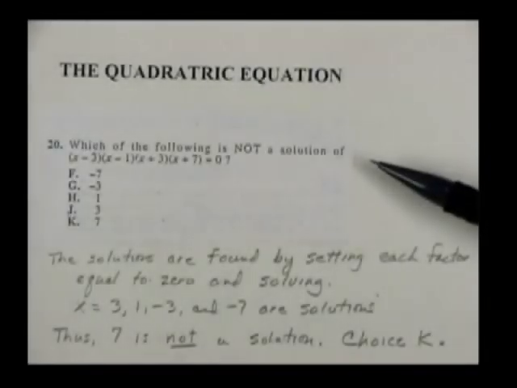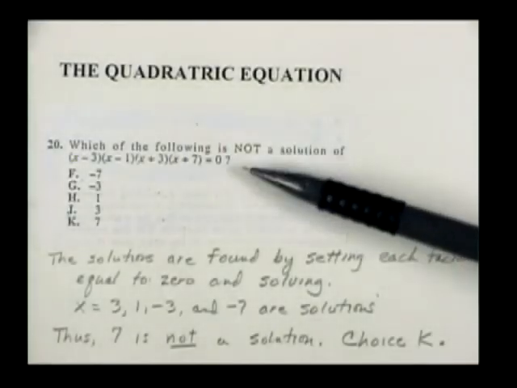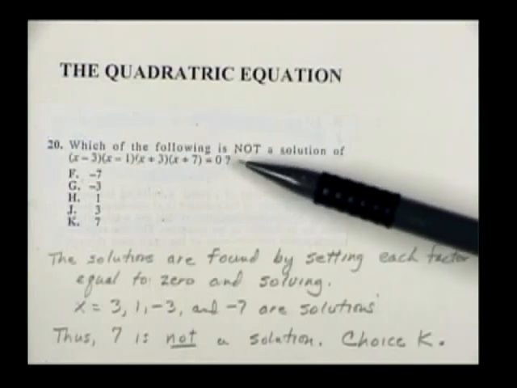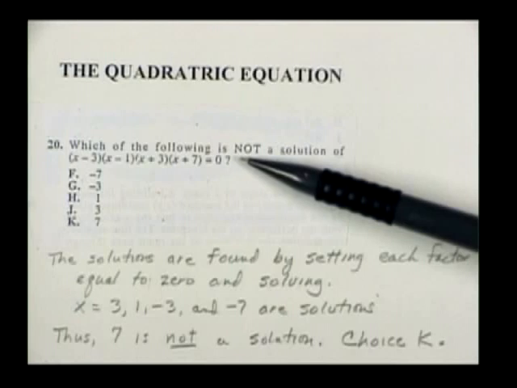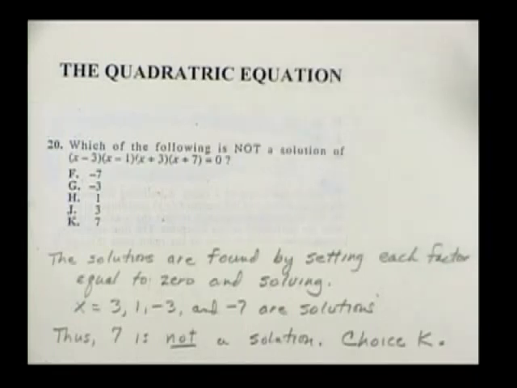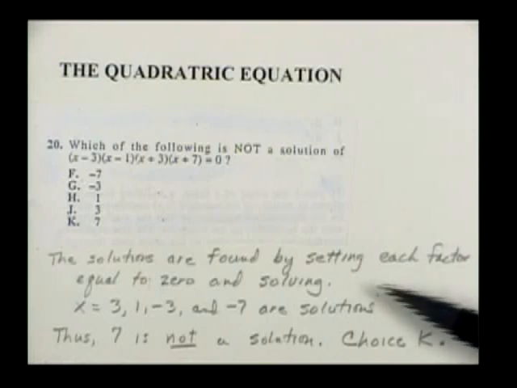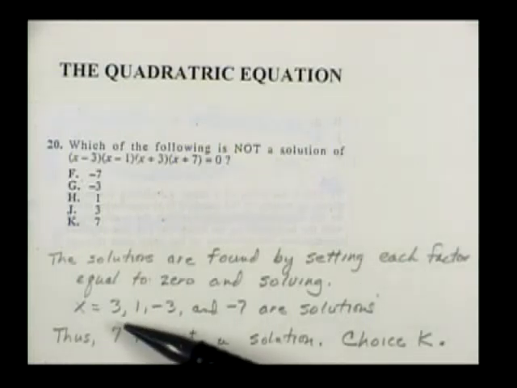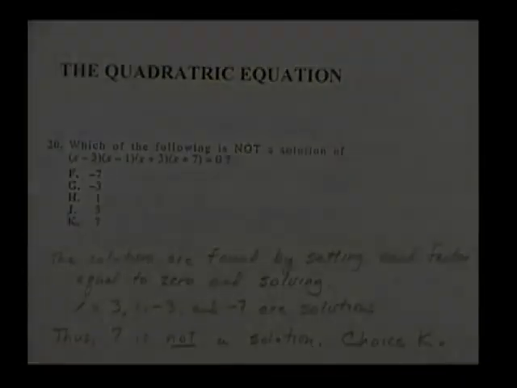Which of the following is not a solution of the equation having factors x minus 3, x minus 2, x plus 3, x plus 7 equal to 0? The solutions are found by setting each factor equal to 0 and solving. Doing this yields the solutions x equals 3, 2, negative 3, and negative 7. Thus, 7 is not a solution. Choice K.